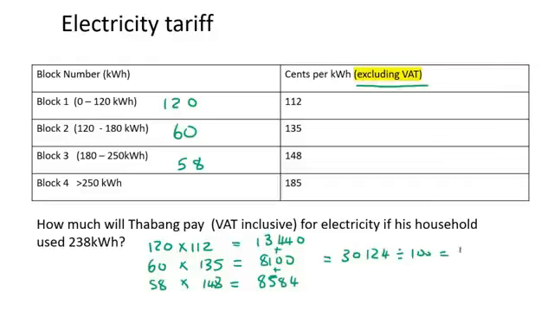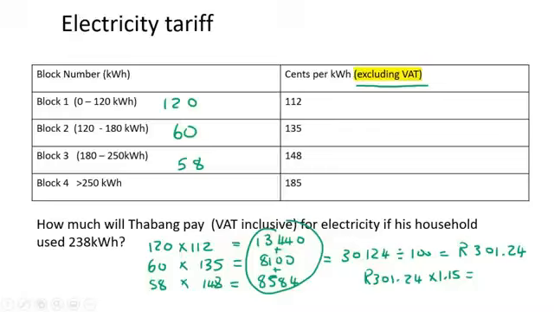Then I want to convert that into rand. So that'll be 301 rand and 24, and then I can add VAT by multiplying by 1.15. So 301.24 multiplied by 1.15. If you wanted to include VAT on all of these first, you can do that. Or maybe you wanted to change all of these to rand first. It doesn't matter. As long as you add VAT, you can either add VAT to all of these individually, or you can add VAT to all of it at once at the end. It all gives you the same value at the end.